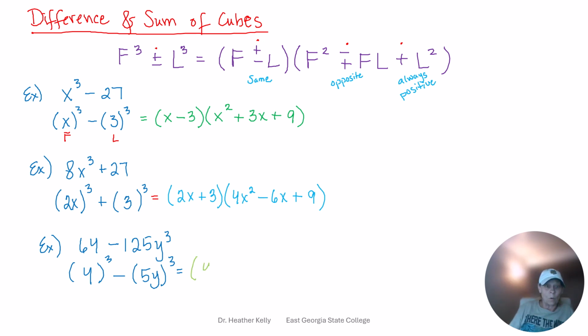We have 4 minus 5y times 4 times 4 is 16. Change the sign, plus 4 times 5y is 20y. Always positive. 5y times 5y, 25y squared. So I hope this is really a refresher and you have actually seen this.